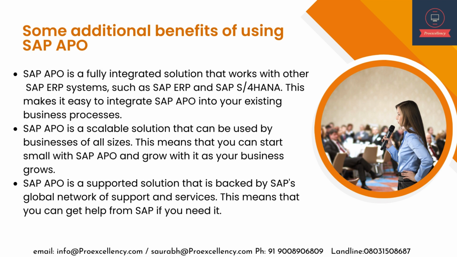SAP APO is a fully integrated solution that works with other SAP ERP systems, such as SAP ERP and SAP S/4HANA. This makes it easy to integrate SAP APO into your existing business processes. SAP APO is a scalable solution that can be used by businesses of all sizes. This means that you can start small with SAP APO and grow with it as your business grows. SAP APO is a supported solution that is backed by SAP's global network of support and services. This means that you can get help from SAP if you need it.